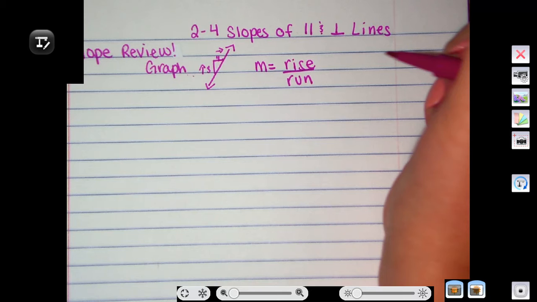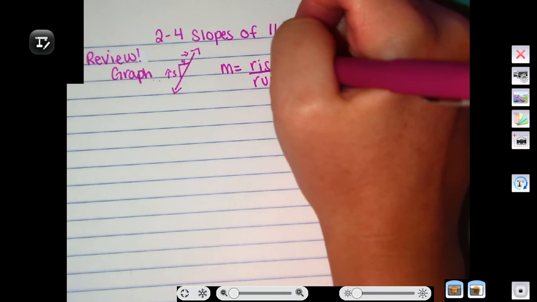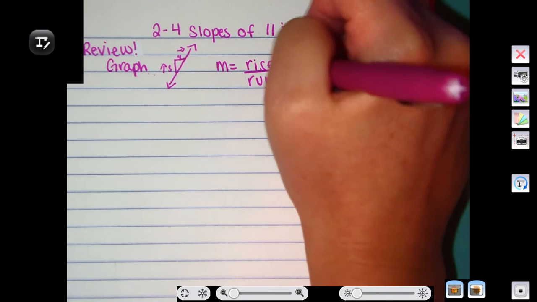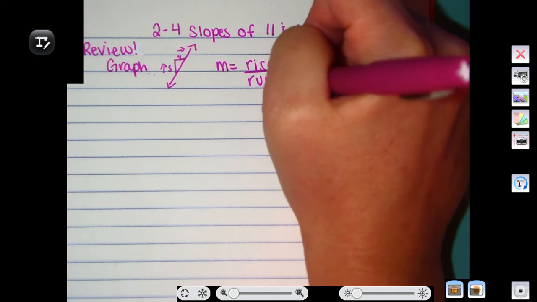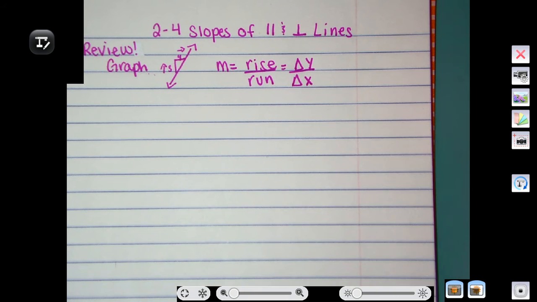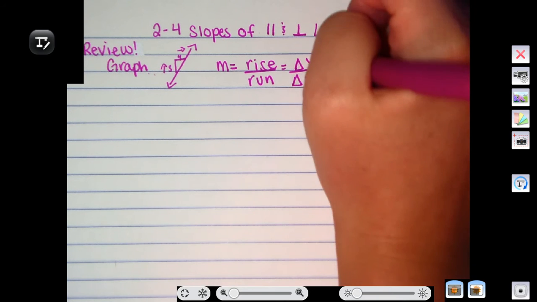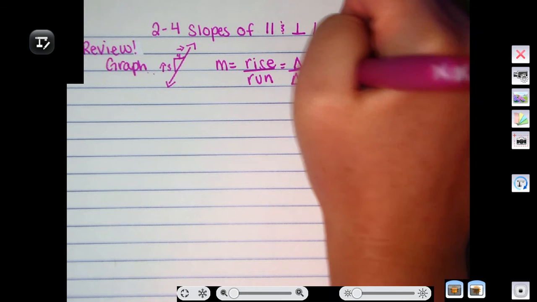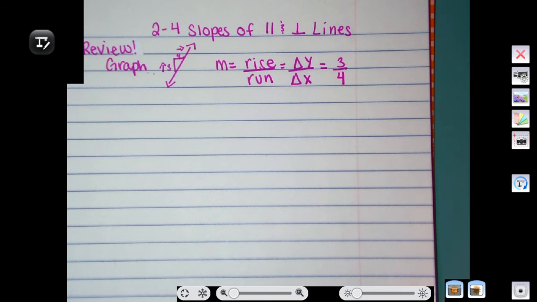also known as the change in y over the change in x. So you may remember delta y over delta x, so the change in the y value over the change in the x value, which also in this case we're going to say is 3 over 4. So those are different ways that you have seen to represent slope.